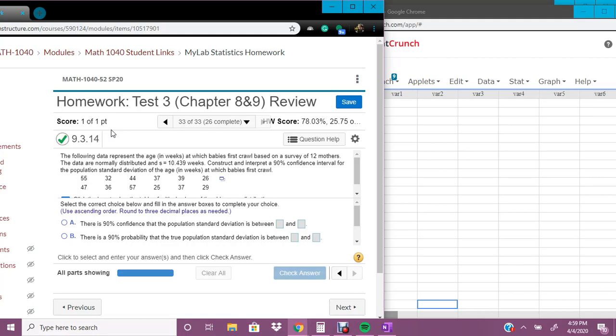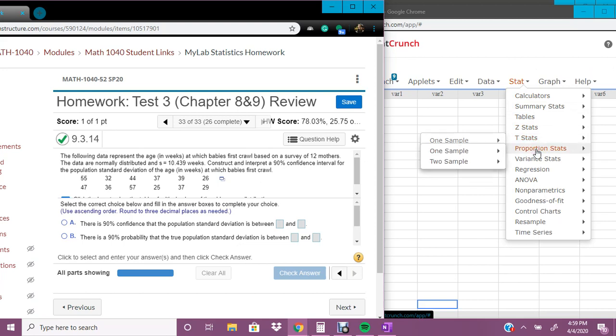So this is question 33 of the test review. So we're going to pick out a few things. First, we're going to look at what they're asking us to find. And they're asking us to find a confidence interval. And so confidence interval means that we're going to be in t-stats, proportion stats, or variance stats. Then we look at what numbers they've given us.